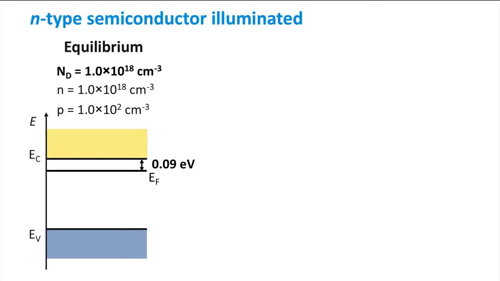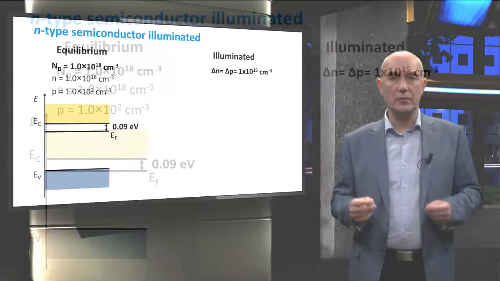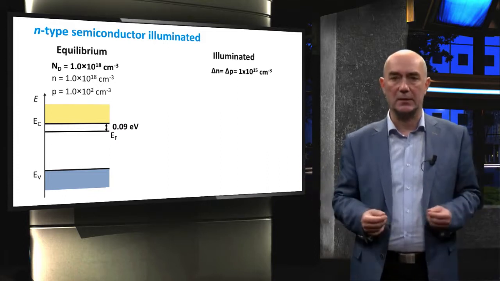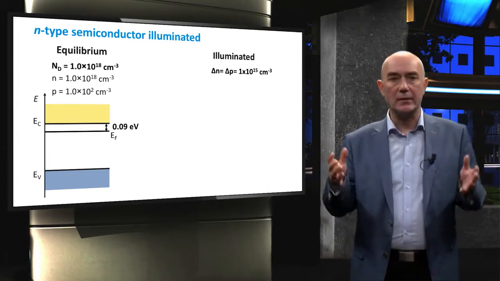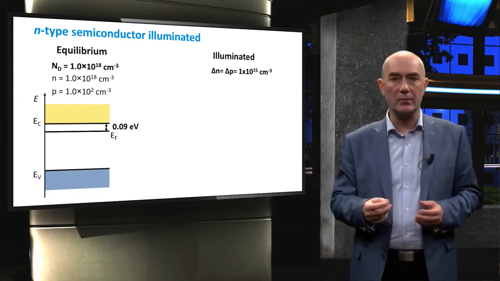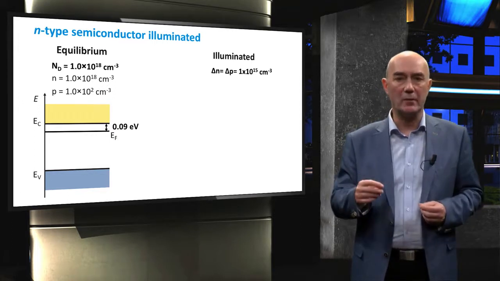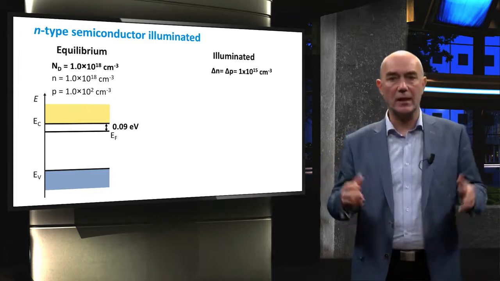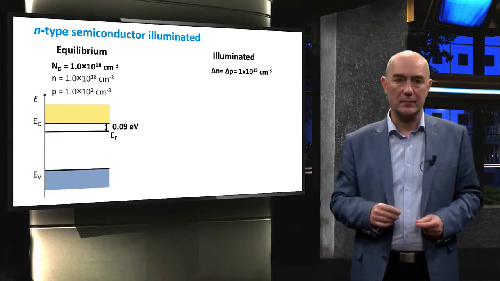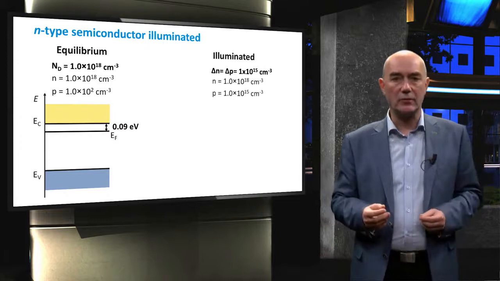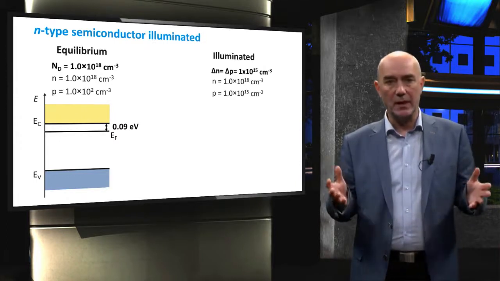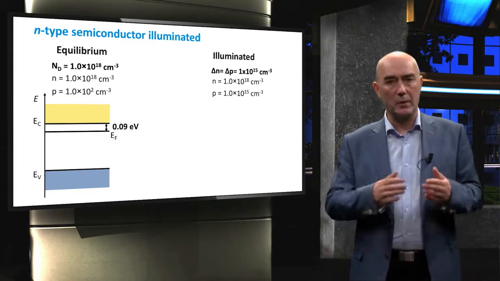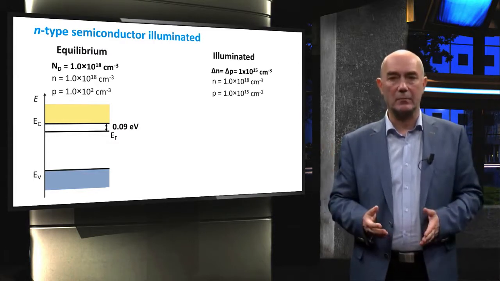So what will happen when we illuminate this semiconductor? Let's assume that this illumination adds 10^15 charge carriers per cubic centimeter. You may notice that this injection level is far below the equilibrium concentration of electrons of 10^18 per cubic centimeter, but far larger than the hole concentration of 10^2 per cubic centimeter. This means that the electron concentration will be almost unaffected and remains at 10^18 electrons per cubic centimeter, while the hole concentration will simply be equal to our injection level, delta p.